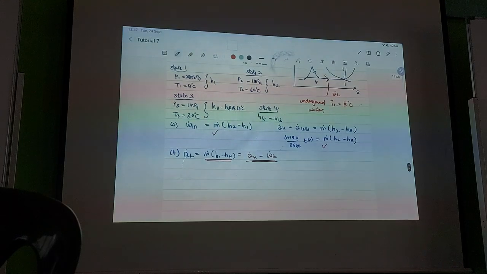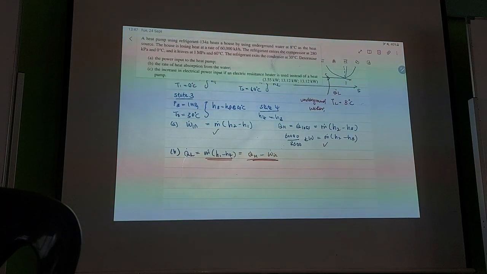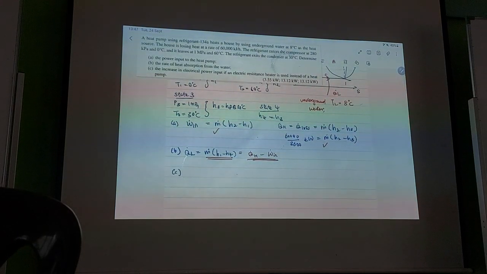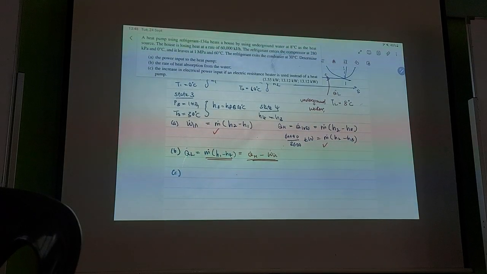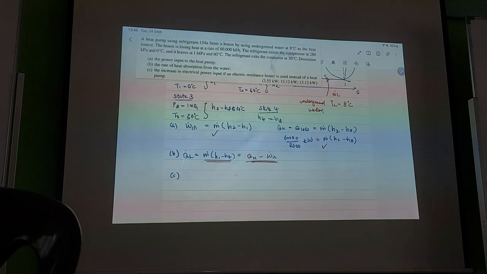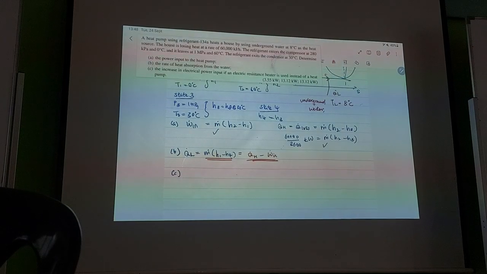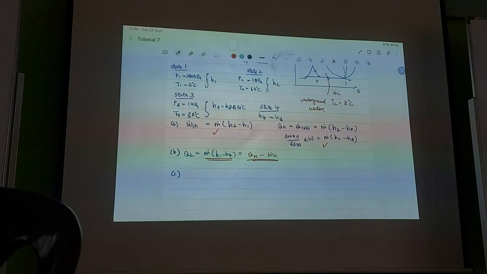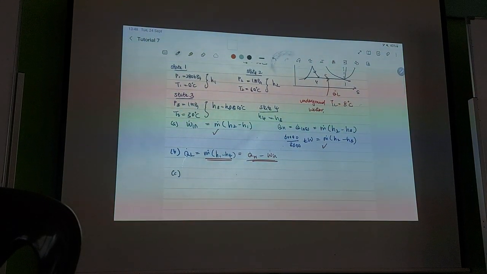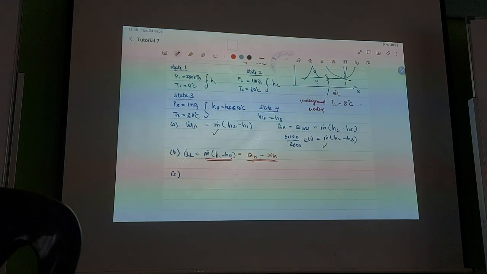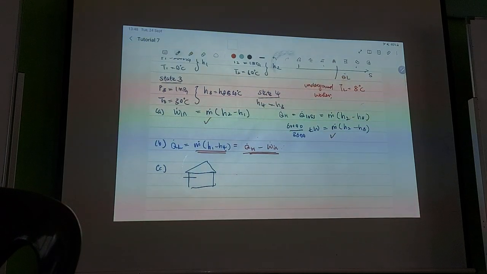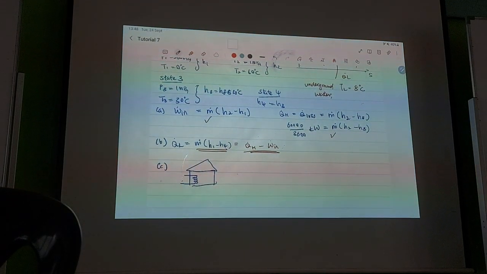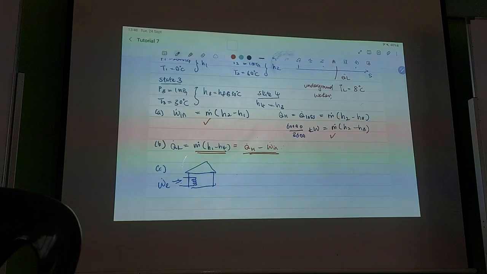Okay, let's quickly look at the last part. So C, the increase in electrical power input if an electric resistance heater is used instead of a heat pump. So what happens if instead of having a heat pump, you just use a resistance heater? So your house, you add a coil here. So this resistor heater, you need to supply heat.